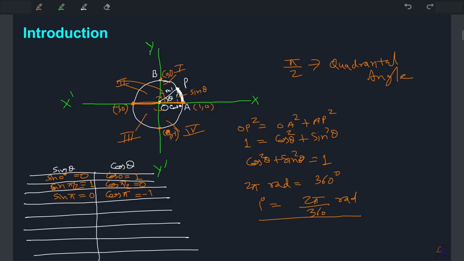Let's talk about sin 3 pi by 2, so here you come here, right? So sin 3 pi by 2 means this part. You are having this much angle, and you are coming here, so the sine value will be minus 1. And if you talk cos 3 pi by 2, here the cos component is 0, so it will be equal to 0.